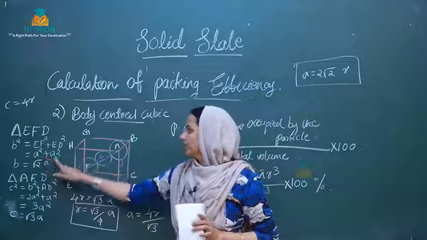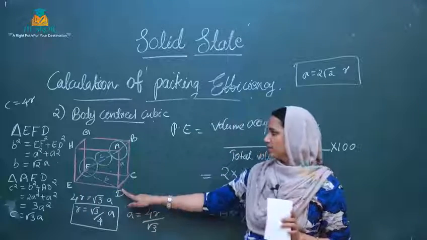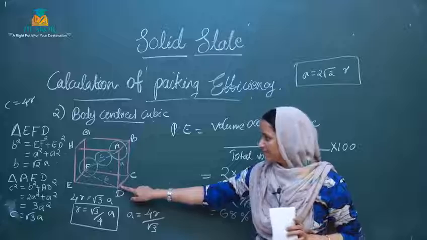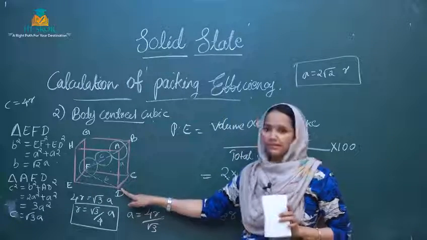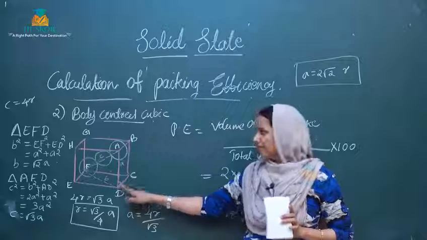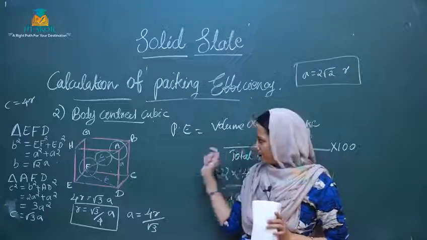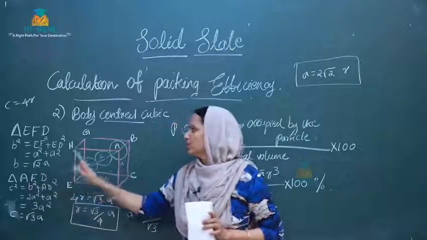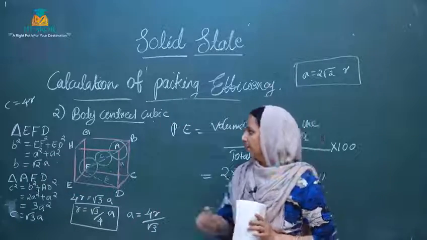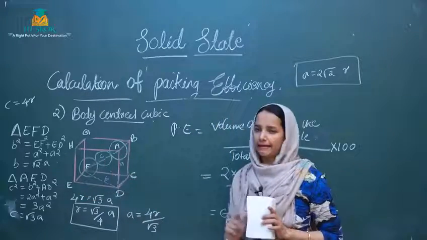So we will get a square plus a square, because this side is the edge length and this side is also the edge length. And B, we already discussed in the case of FCC. One more time I am telling, this B distance is called the face diagonal. We already found it as root 2 a. Here also we can find it: a square plus a square, so B is equal to root 2 a. Next we have to find the body diagonal.